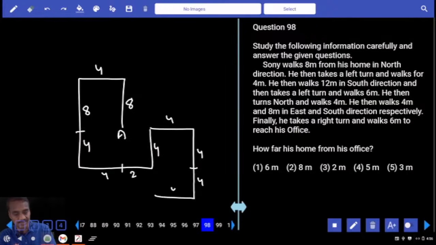My 6 and 4. Now how much is this? 2 more. 4 plus 2, 6. Then to reach the office. Now this is his office.